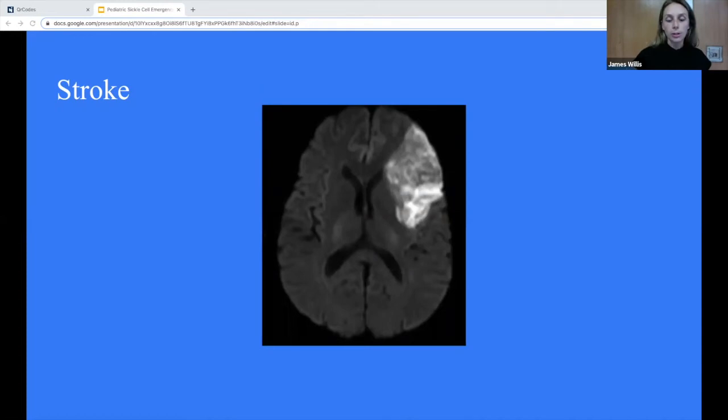Treatment for stroke in sickle cell is exchange transfusion. It's been shown that exchange transfusion decreases the risk of developing a second stroke, and recurrence is very common. About 60 to 90% develop recurrent strokes.